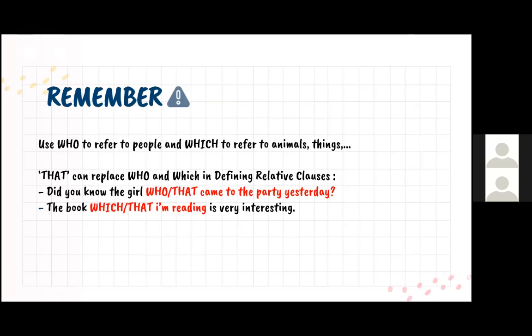Remember, use who to refer to people and which to refer to animals and things. That can replace who and which in defining relative clauses. For example, did you know the girl who or that came to the party yesterday? Second, the book which or that I'm reading is very interesting.